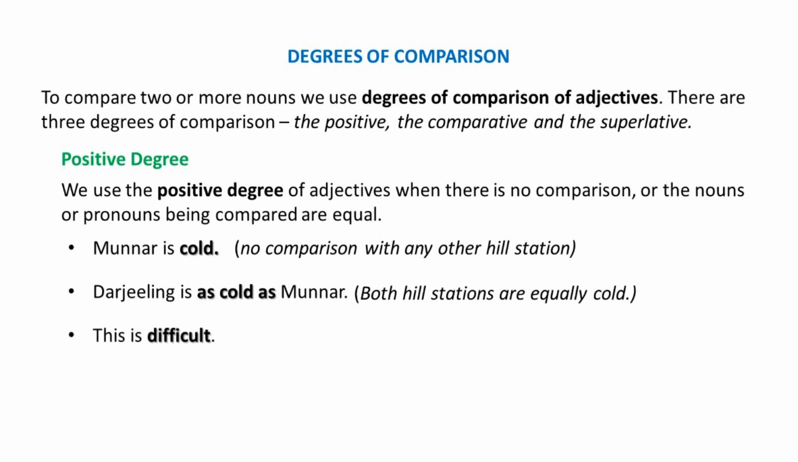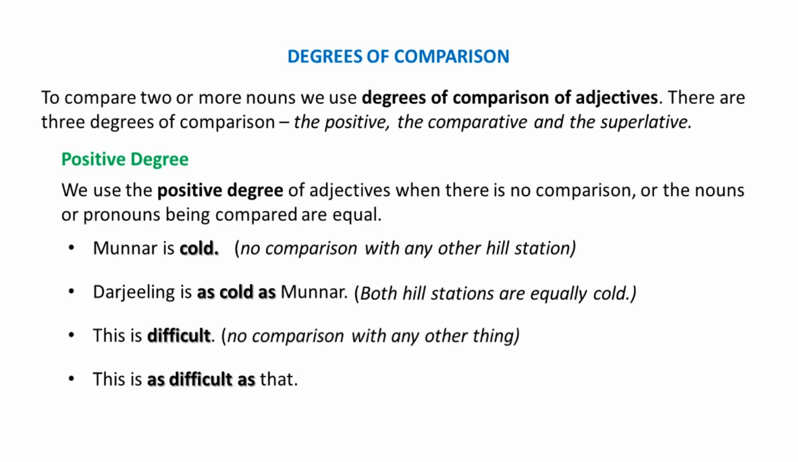Let us look at some other examples. This is difficult. This is as difficult as that. So the first example, this is difficult. There is no comparison with any other thing. Therefore, we have used a positive degree.